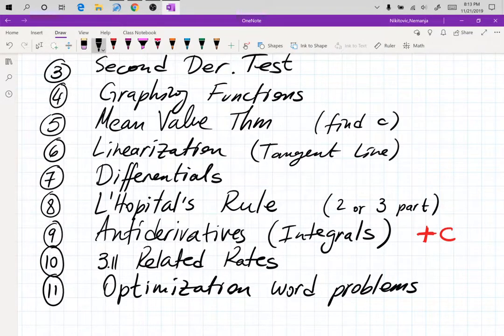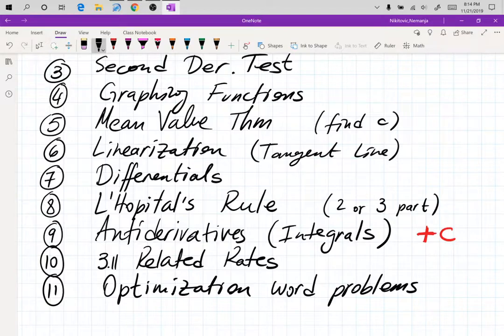Related rates is like a filler. If we need to add anything else, it's going to be a word problem from related rates. Most important sections, right? Section 10 and 11 for your employment within engineering and stuff like that, because those are the word problems, the situations that you can actually run into while working.